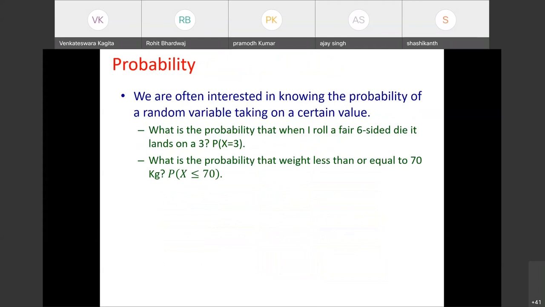If you look at probability, we are often interested in knowing the probability that a random variable takes a certain value. The random variable associated with your experiment captures the event that you are interested in. For example, if you throw a dice, what is the probability that the outcome is 3? Or if you take the average weight of 100 people, what is the probability that the average weight is less than or equal to 70? These are the things in general we are interested in.